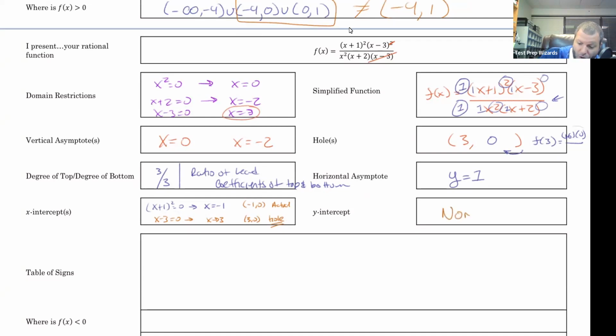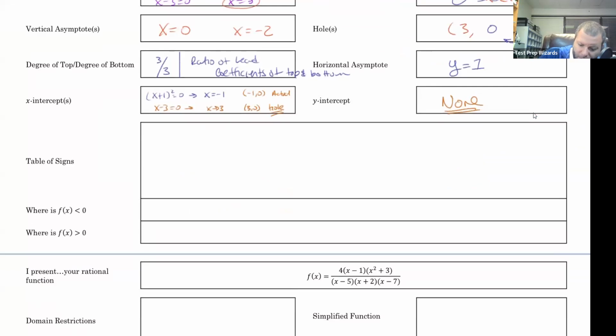Right? So there's going to be no y-intercept for this function. If you are robotic and you just plug in 0, just be careful about where the 0 ends up. I'd have 1 squared times -3, which is -3, over 0 times 2, so -3 over 0 is undefined. It's not equal to 0.